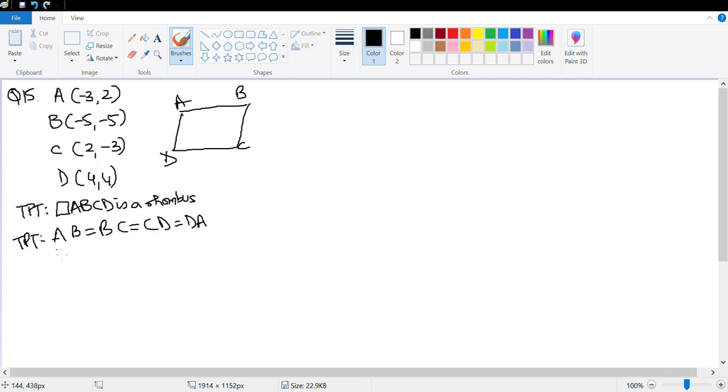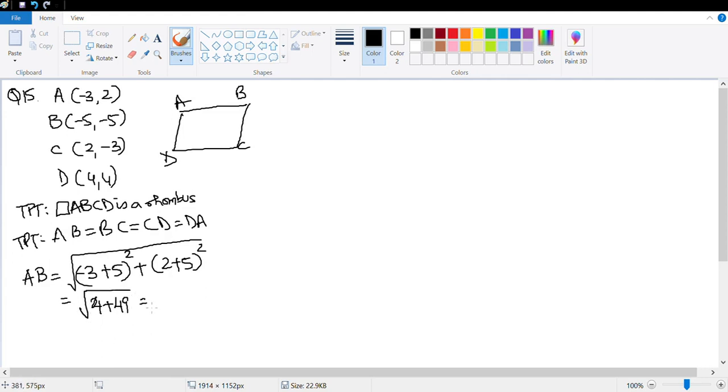But right now let's try and prove it to be a rhombus. So AB will be equal to the square root of (x2 minus x1) whole square plus (y2 minus y1) whole square. That's negative 3 minus of negative 5, that's plus 5 whole square, plus y2, which is 2 minus of negative 5, that's plus 5 whole square. So this gives me negative 3 plus 5, that's 2. So 2 square, that's 4, plus 7 square, that is 49. So this is equal to root 53 units. So AB is equal to root 53 units.